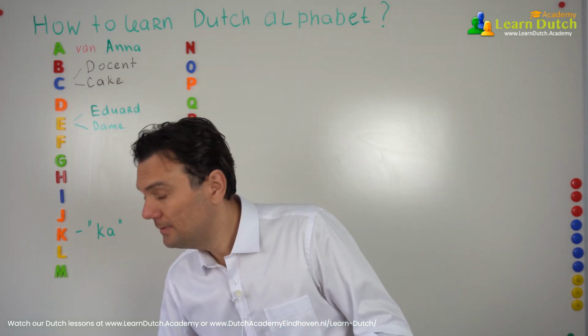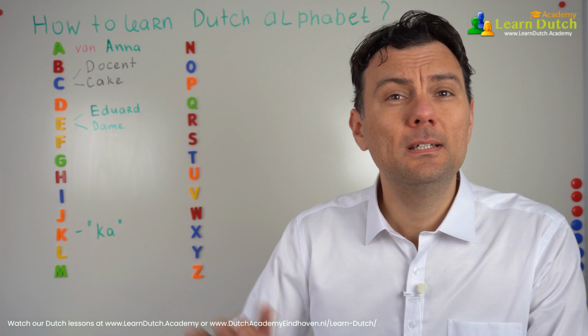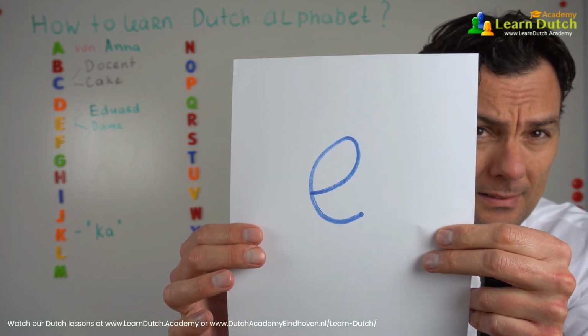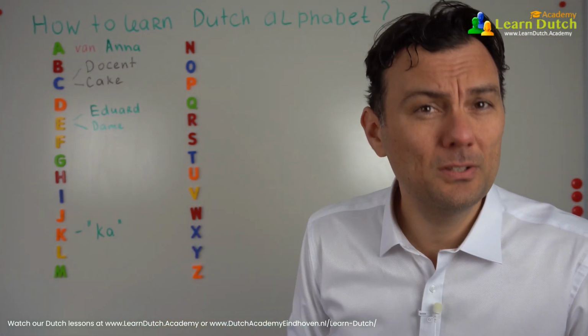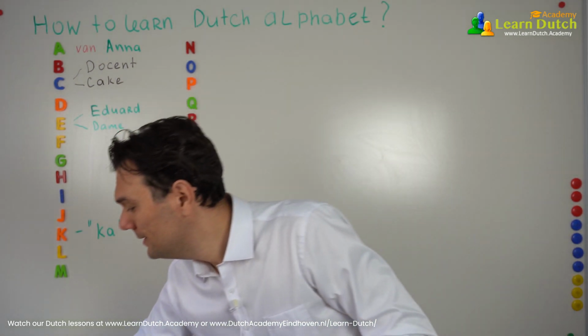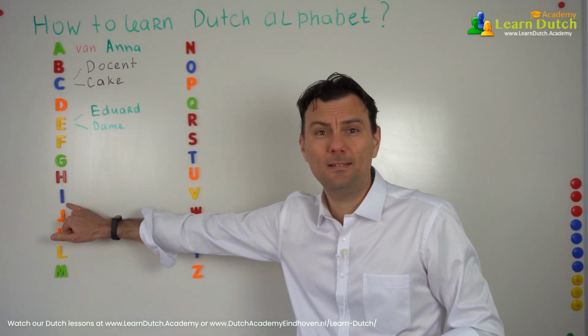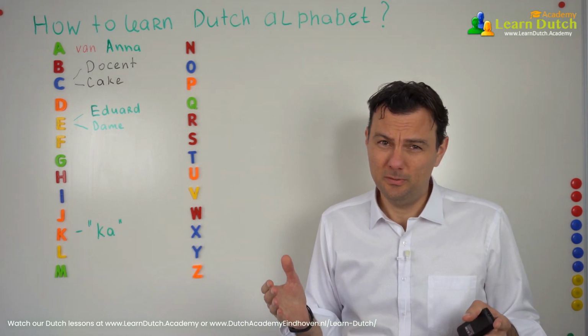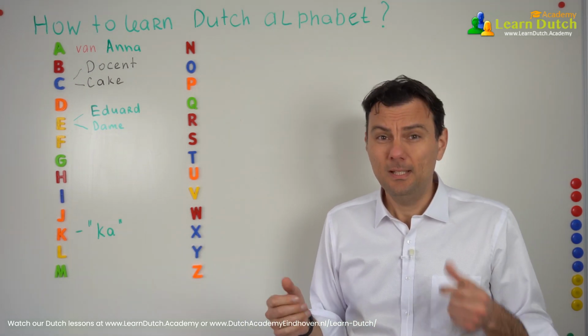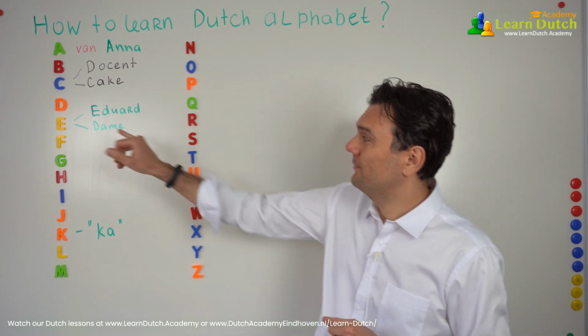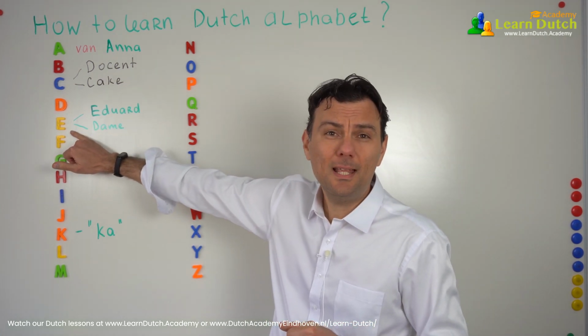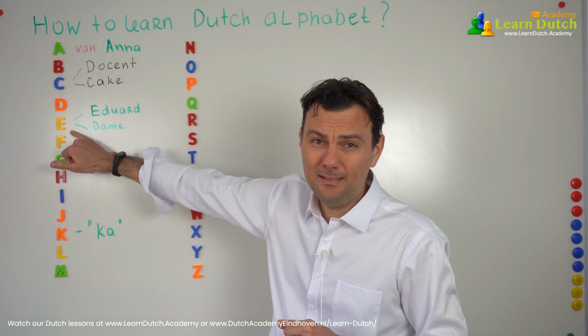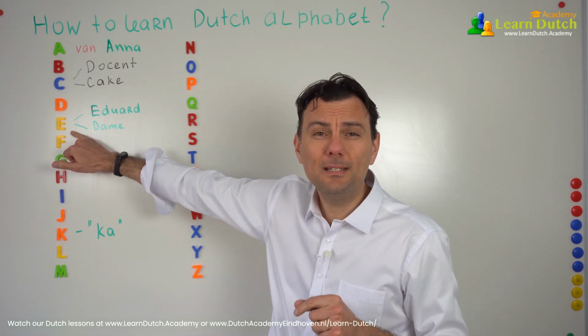E. Did you write this letter? It's not the Dutch E. This is Dutch E. This is the first reason why you should learn something else. The second reason is this. This is Dutch A. And this letter could be pronounced differently in different words.